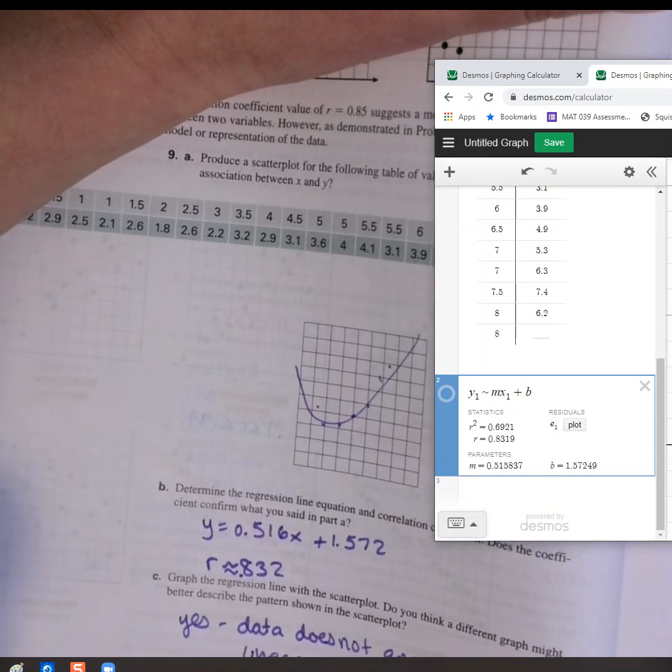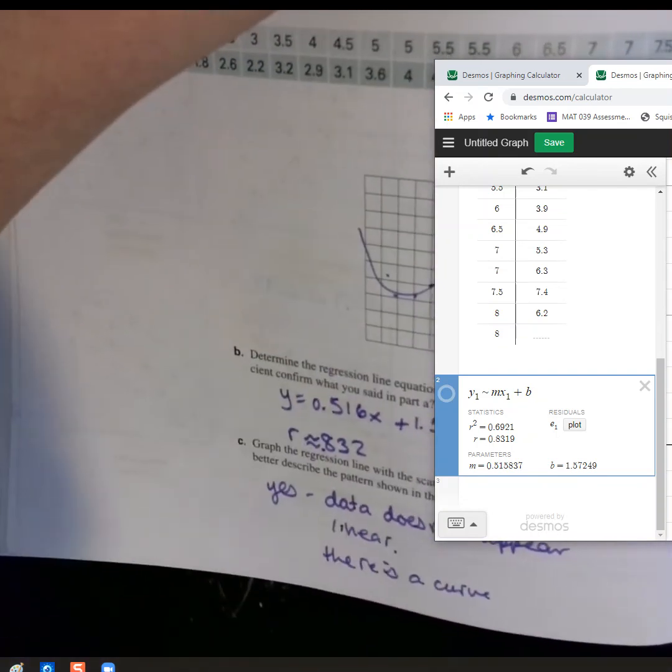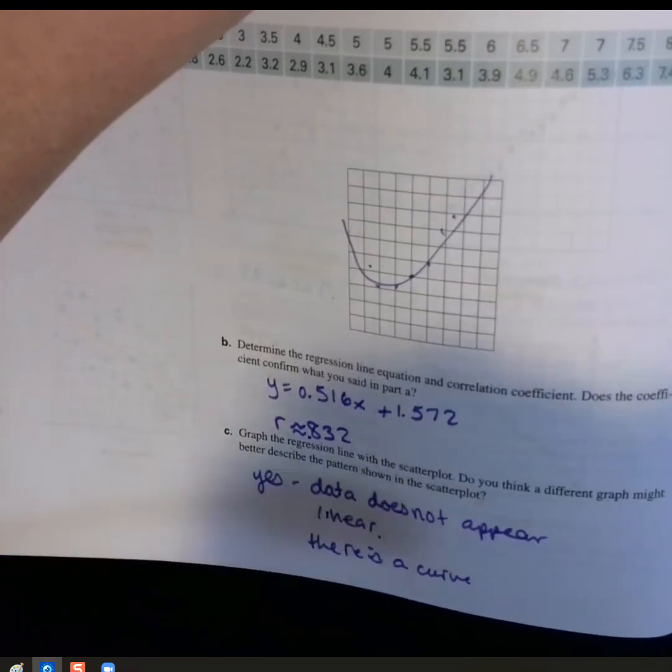So there is a curve that we can observe. Now, we're not in a position yet. Sorry for too low there in the page. It does not appear linear. There is a curve. We're not in a position yet to figure out what model would be better.